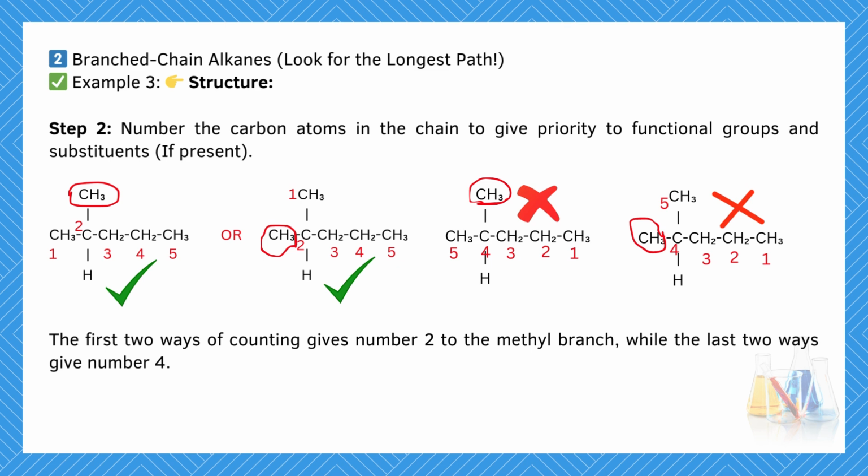And you can see the last two styles of counting do not give priority to my substituent because they will be attached to carbon number 4. So you can see it's not just about counting the parent chain or the longest continuous chain, it's about counting it in the correct way. There is a note at the bottom that says the first two ways of counting give number 2 to the methyl branch, while the last two ways give number 4. So that is why the first two ways are correct.